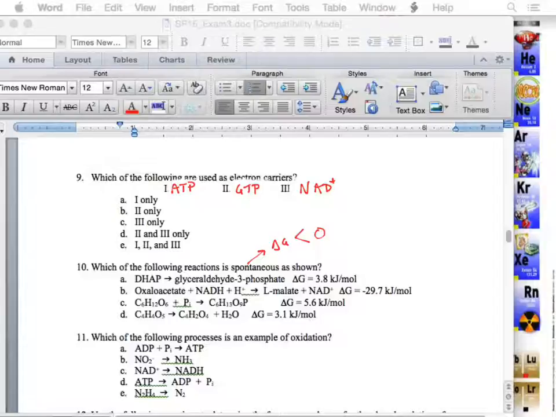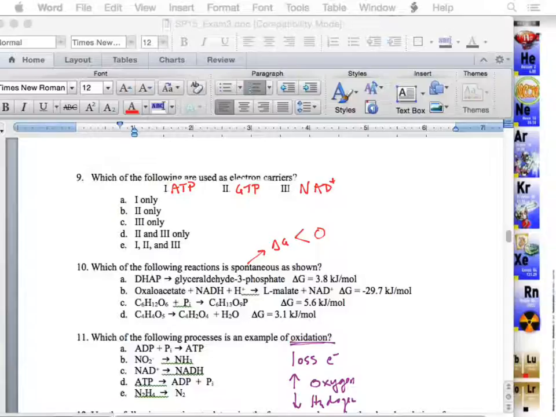Number 11, which of the following processes is an example of oxidation? For those of you that are good with your definitions, screw you. I would take oxidation and write underneath it loss of electrons and try to apply that loss of electrons to each of these equations. Looking at those, I would probably also tag an extra little piece: gain of oxygen or a loss of hydrogen. So I would start with loss of electrons.